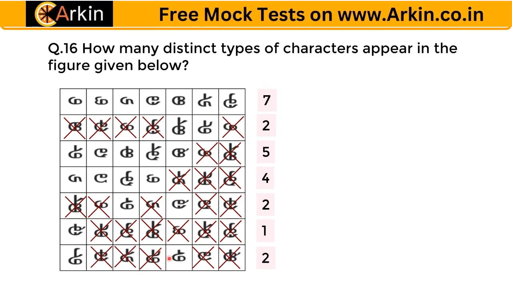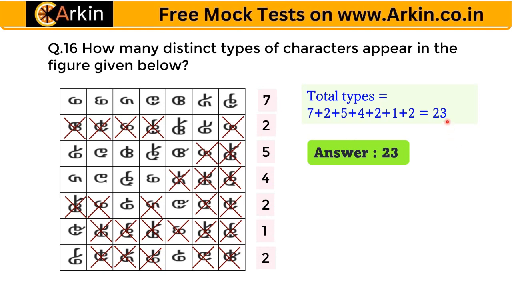So you can see you have to be very observant here. You can compare these 2 characters that look very similar, but actually there's a little difference here. This is pointed and this is curved, so they are different characters. Now we'll add up all the distinct characters. It will be 7 plus 2 plus 5 plus 4 plus 2 plus 1 plus 2, and it will come as 23. So the answer here will be 23.